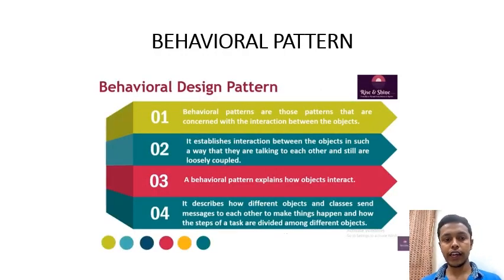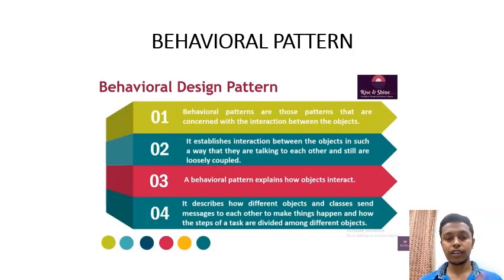Let's talk about the behavioral patterns, the third type of subcategory. Behavioral patterns are those concerned with the interaction between objects. They establish interactions between objects in such a way that they are talking to each other and still are loosely coupled. A behavioral pattern explains how objects interact. It describes how different objects and classes send messages to each other to make things happen, and how the steps of the task are divided among different objects.